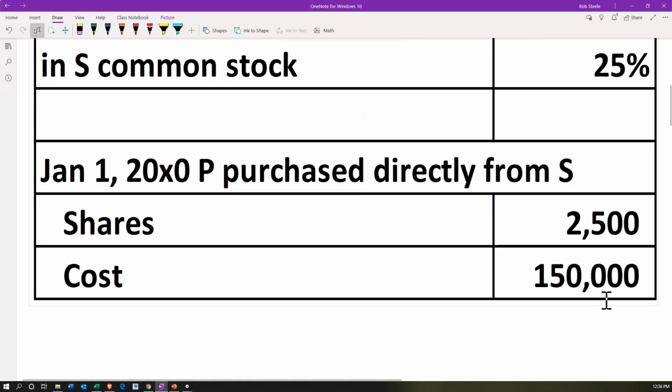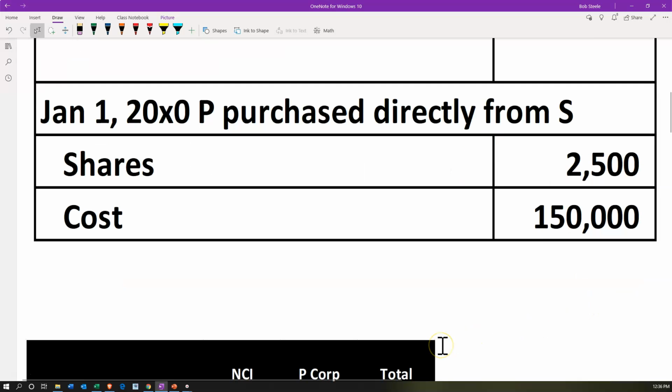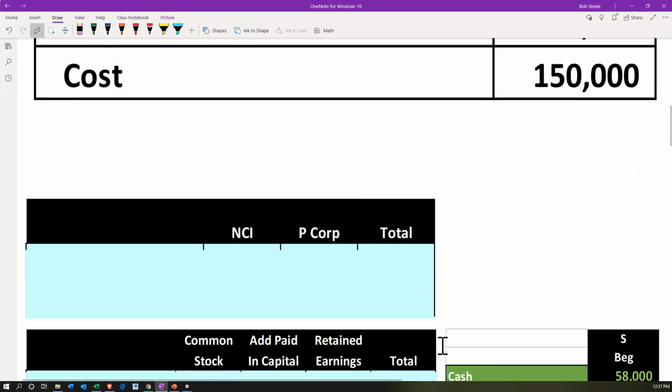Then on January 1st, 2000X0, so at the beginning of 2000X0, P purchased directly from S, in other words, S issued more shares of 2,500 to P. So now the subsidiary issued shares, 2,500, those shares then go into the parent. So we're going to have to take into consideration what the effect is going to be of that. The cost is going to be $150,000. In other words, the parent paid $150,000 for the added 2,500 shares that were issued.